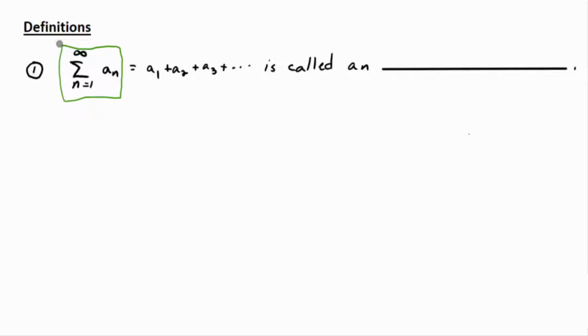And we say the sum from n equals 1 to infinity of a sub n. That is shorthand notation for a1 plus a2 plus a3 plus ... It just keeps going. There's an infinite number of terms there. So it's called an infinite series.